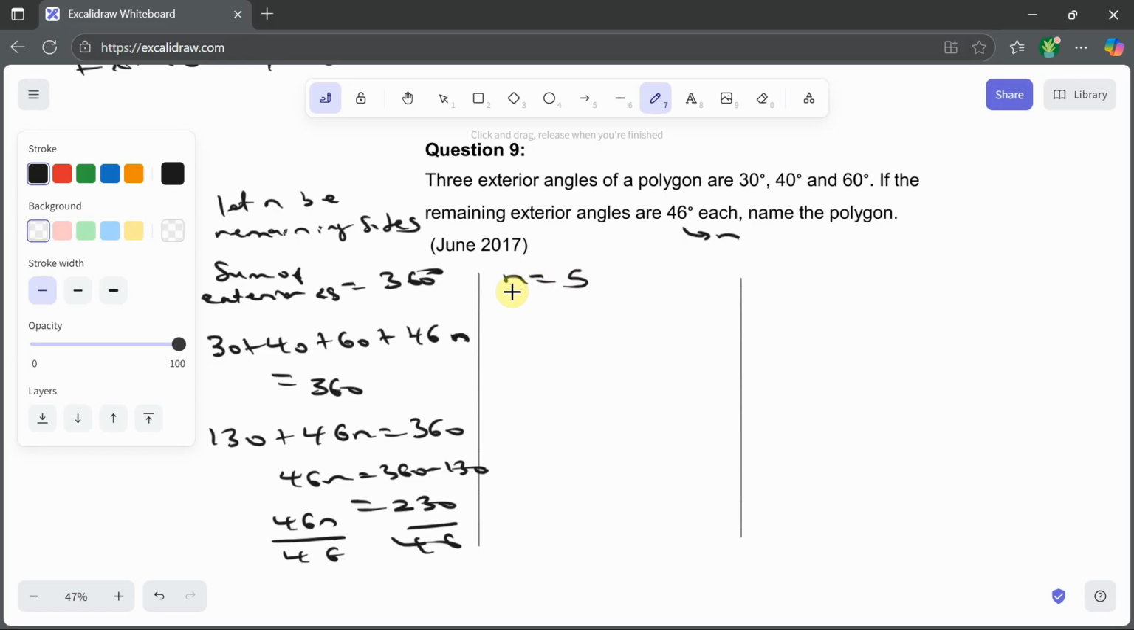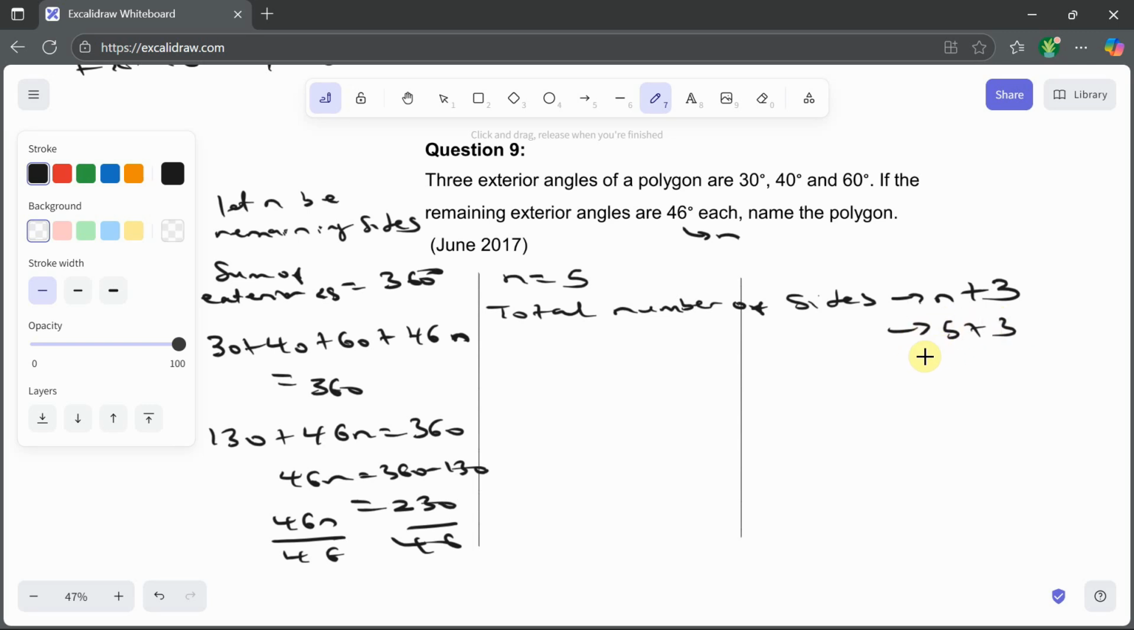But the n, is that the total number of the sides of the polygon? No. So we know the total number of sides would now be n plus 3, right? Because the n is the number of remaining sides, but we're given the extra angles of 3 other sides, so n plus 3, and that'll give me 5 plus 3.